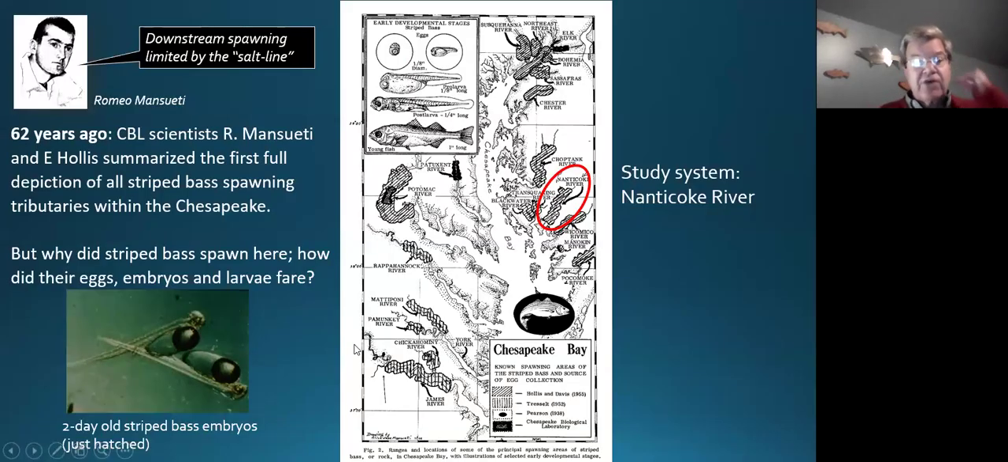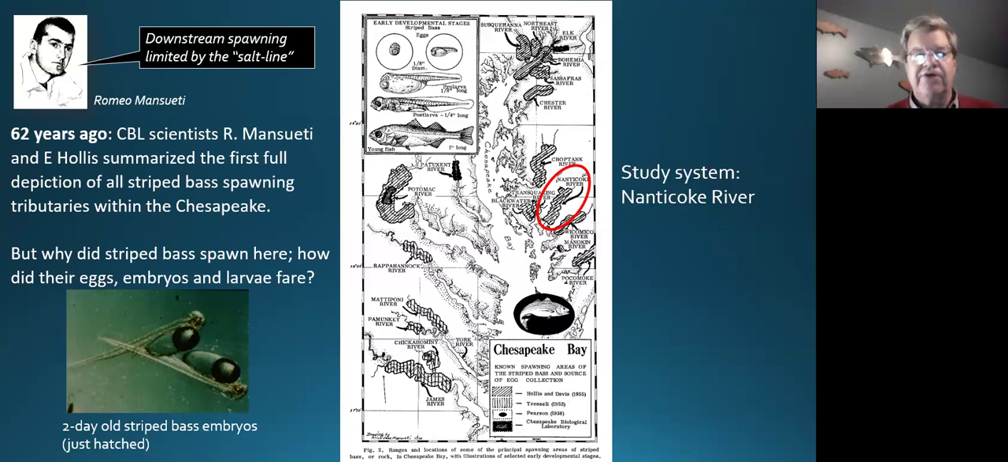So we're going to ask a question now. And this question I pursued when I first arrived at Chesapeake Biological Lab. It was prompted by kind of my hero, Romeo Mansueti, who's one of our pioneering scientists at CBL and at your society. And 62 years ago, he and Hollis produced this map from their own sampling and other samplings that showed where striped bass spawned throughout the Chesapeake.